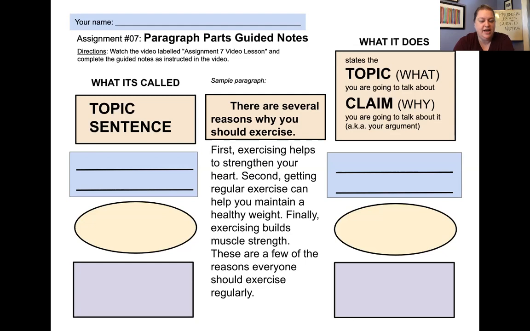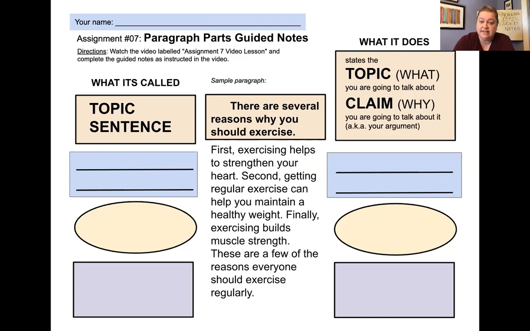Which you should have heard before, but don't worry about it. It's something we focus a lot on in 7th grade. So if this is new, don't sweat it. The claim is why you are discussing your topic. It's kind of like your argument, right? If a friend ever starts talking to you and you're like, why are you telling me this? You're asking them to state their claim, to explain their reason for discussing it.